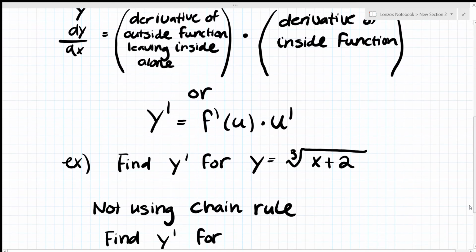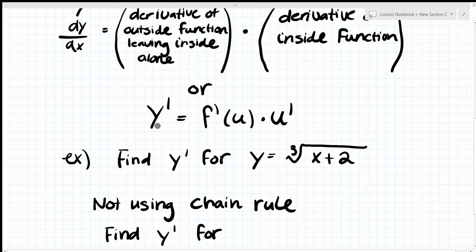Or you could simply think of it as the derivative y prime is f prime of u times u prime. This is probably the most popular way to think of it. For an example, you would use the chain rule when you have something like this: an f, which is the cube root, and then your u is anything inside the function, which is the x plus 2.